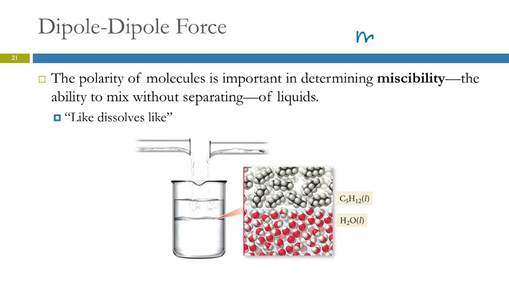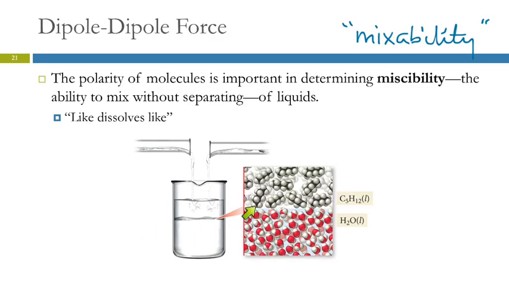Miscibility sounds a lot like mixability, which is not a word, but mixability, if I say that, you know what that means, right? Ability to mix. Miscibility means mixability. It means the ability to mix without separating. And we use it in terms of liquids. Like oil and water are not miscible. Alcohol and water are miscible. You can put a little bit of alcohol in water, they'll mix up just fine. You can put a little water in the alcohol, it'll mix up just fine. So they're completely mixable.